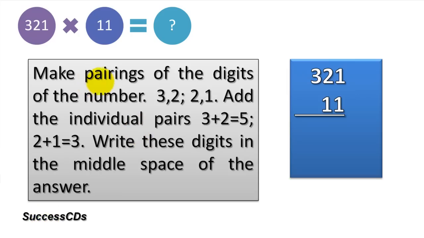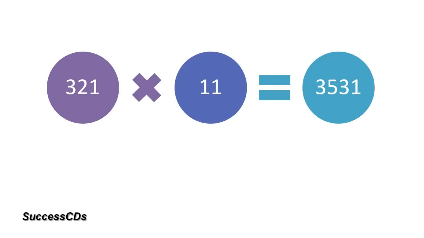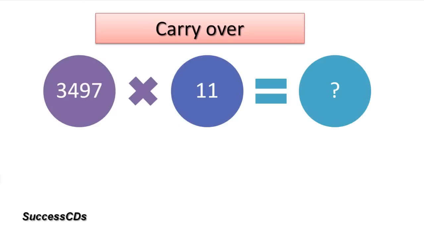The next step is, we have to make pairs of the digits of the number. You will make pairs of the consecutive digits 3, 2, and the next pair is 2, 1. So you will add these individual pairs. 3 plus 2 gives you 5. 2 plus 1 gives you 3. You will write these digits in the middle space of the answer like this. This is 5 and this is 3. Here you can see 321 multiplied by 11 is 3531.